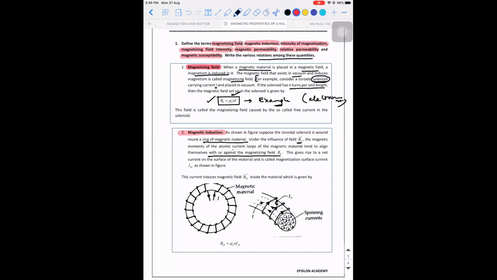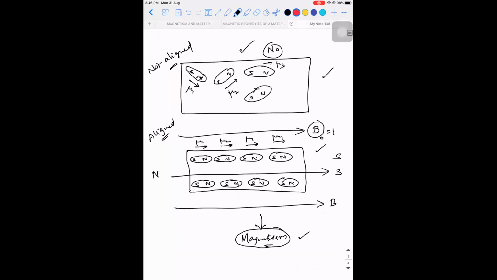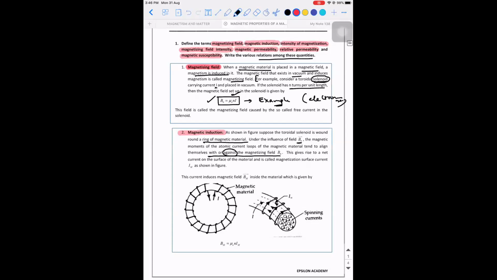Okay. So have this word against in your mind. There are certain materials where the magnetic dipole moments will get aligned in the opposite direction also. We will see that later, but have that word in your mind. What I'm trying to say is, due to the external magnetic field, that is the magnetizing field, B naught equal to mu naught into n into I, what has happened inside? A magnetic dipole moment is created, right? So due to the magnetic dipole moment, a magnetic field is created inside. That's what they're trying to say. Under the influence of B naught, the magnetic moments of the atomic current loops, that is the magnetism of the material, tend to align themselves with or against the magnetizing field B naught.